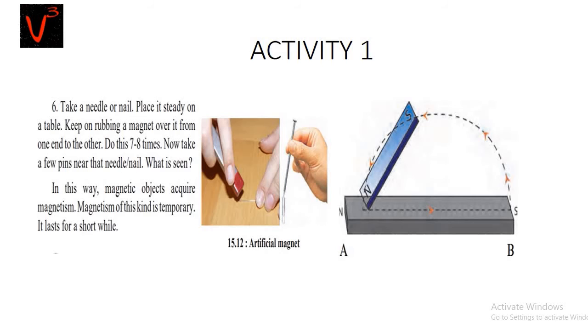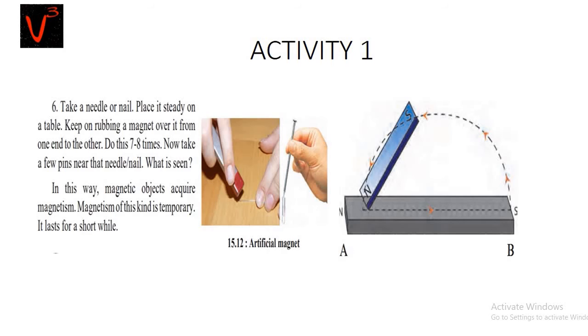Now take a few pins near the needle or nail and see what happens. In this way, a magnetic object acquires magnetism. Magnetism of this kind is temporary. It lasts for a short while. That is, what happens is as you rub 7 to 8 times on that needle or nail, it acquires some magnetism.